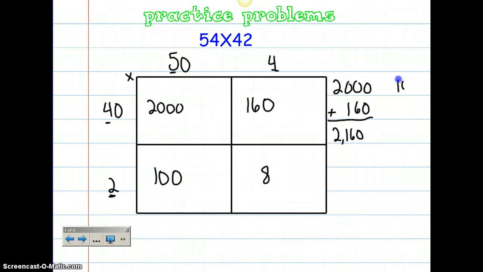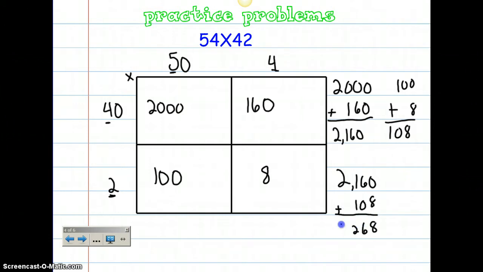Then 100 plus 8, well, I know that that's 108. Then I'm going to take 2,160, and I'm going to write the 8 in the ones place, the 0 in the tens place, and the 1 in the hundreds place. And then I'm going to add, because I do not want to scoot my numbers over and get them in their wrong places. So I'm going to add this up.